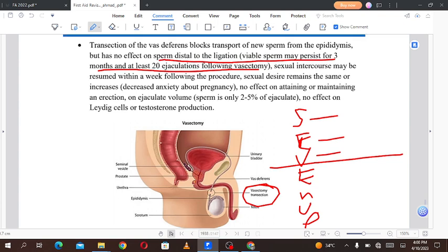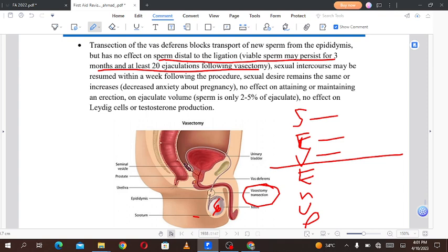So the sperm being produced in the testis won't be able to pass beyond the epididymis now, but the sperm already present in the vas deferens, the urethra, or the penile shaft will still be there, and they will be viable sperm. The person must wait for at least 3 months or at least 20 ejaculations following the vasectomy to be completely sterile.